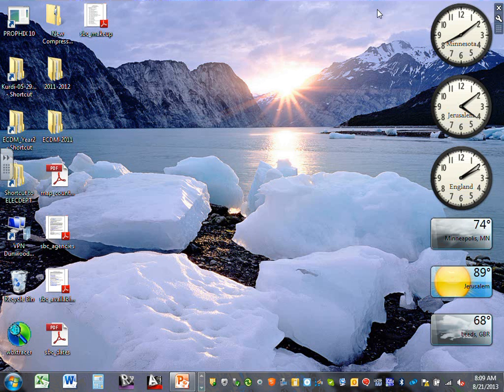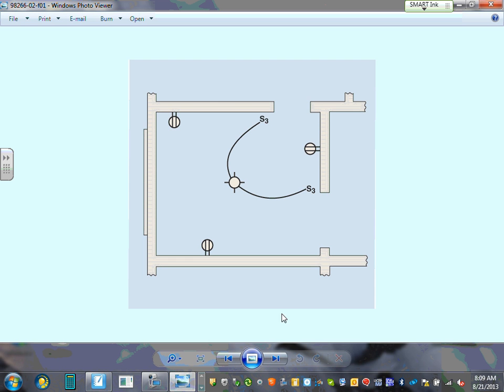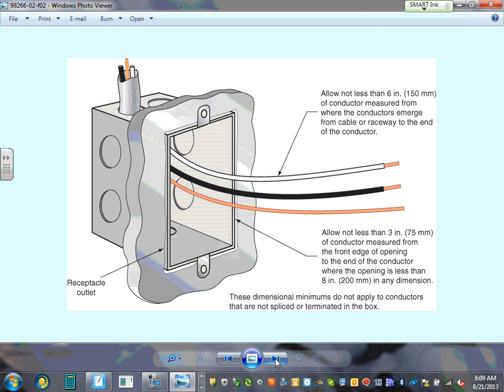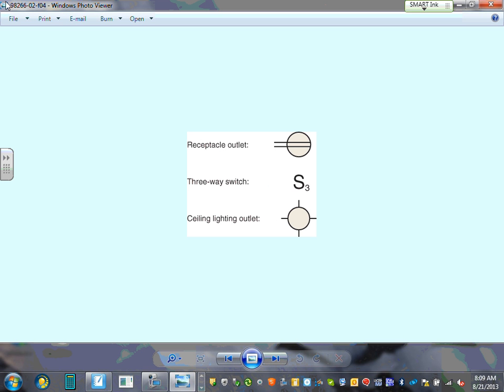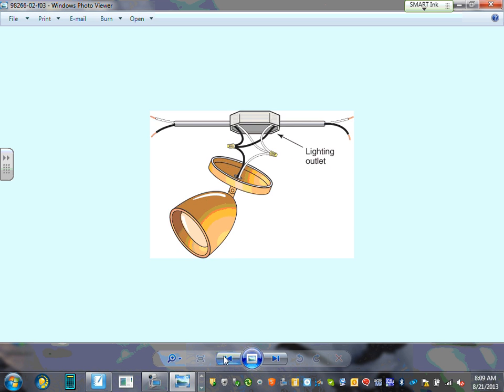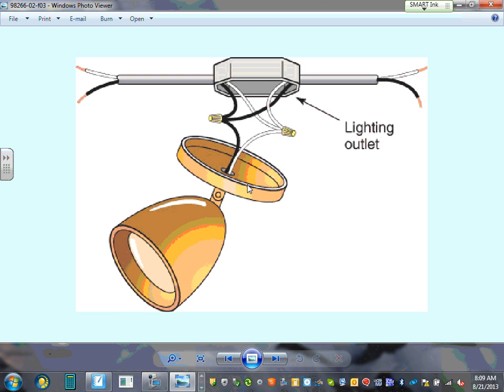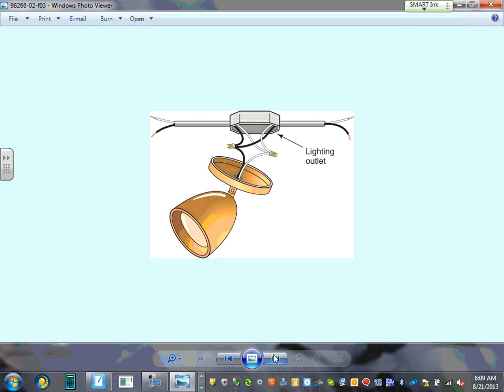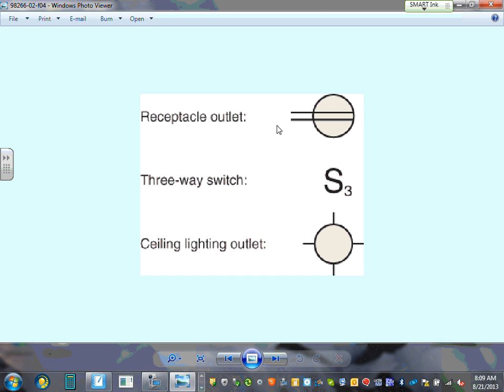Let me go over a couple of pictures here with you. We talked about this one here. Okay, receptacle outlets. There you go. So here's what we call a lighting outlet. You can see very easily that the lighting outlet is a place where you utilize a lighting fixture. Here's your receptacle outlet. You can put a receptacle in here to utilize the power.